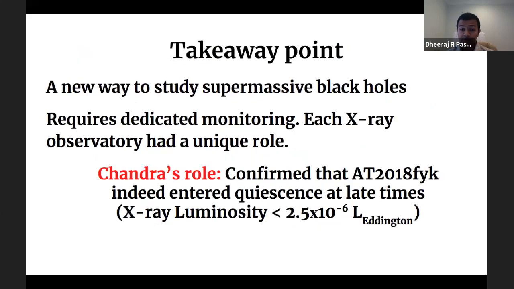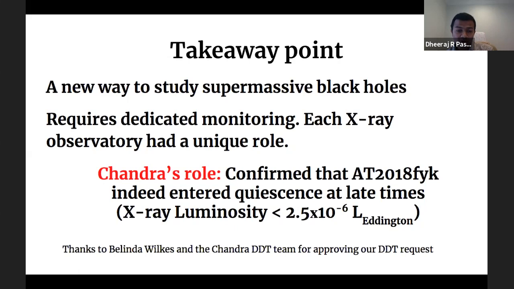So the takeaway point is this is a new way to look at supermassive black holes, but it does require dedicated monitoring for several years in UV and optical. And each observatory has had a unique role. And Chandra's role was to really pin down the last observation to say that, yes, it has indeed entered quiescence. So for that, I would like to thank Belinda and the Chandra DDH team for approving our request. So thanks.